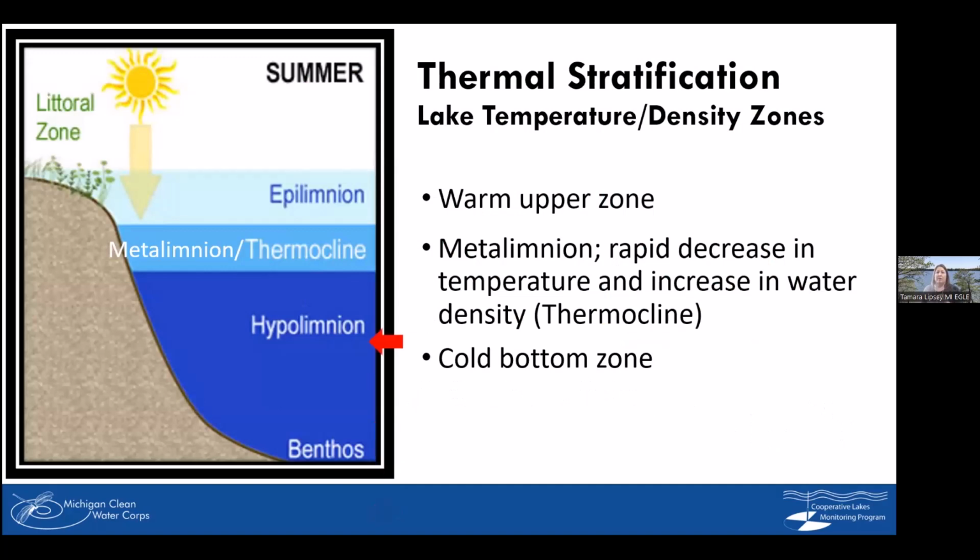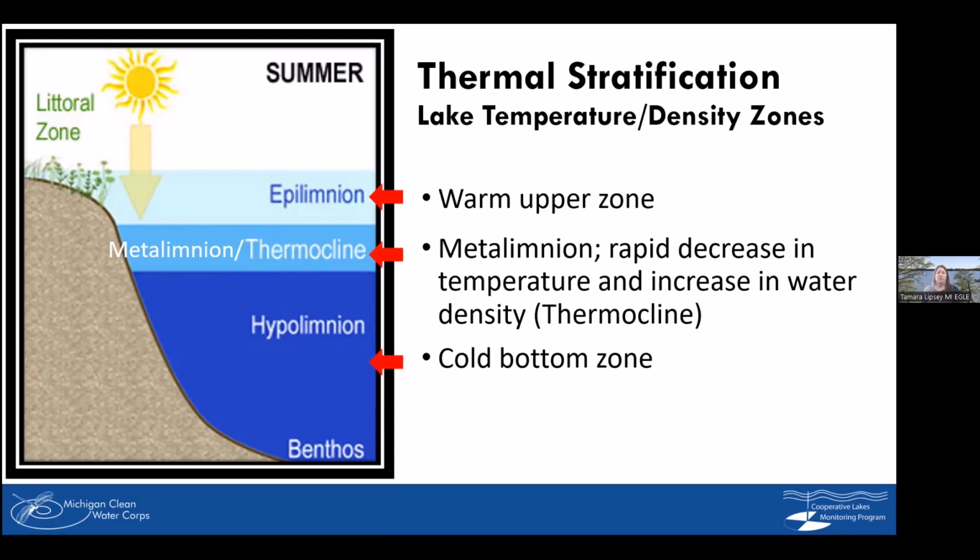So first I want to talk about thermal stratification. By measuring temperature, you can determine how your lake stratifies. And this is a diagram of how many lakes stratify during the summer in Michigan. The upper layer is called the epilimnion, and this area is very stable in temperature, and it includes that shoreline area right against your riparian area. The upper layer is warmed by the sun and the air temperature.